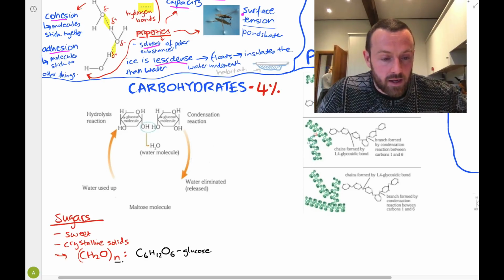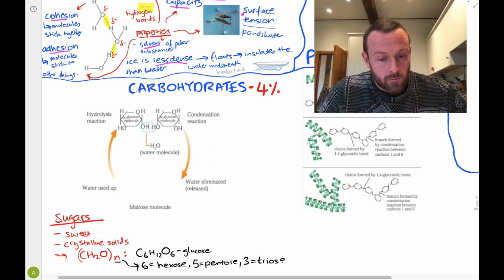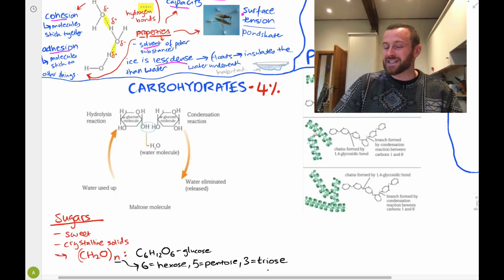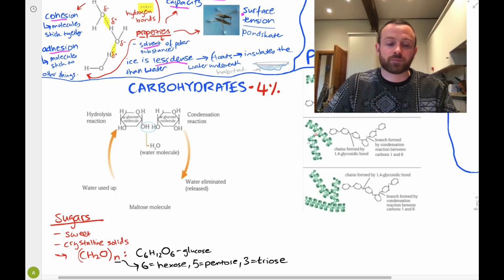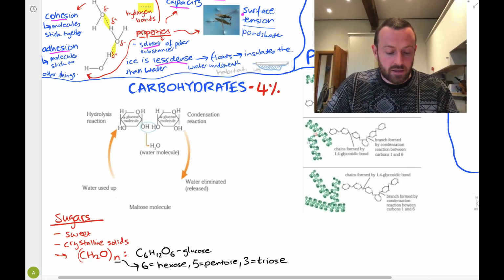So n can be 6, and that would give us a hexose sugar. It could be 5, and that would give us a pentose sugar. Or it could be 3, which would give us a triose sugar. We don't do much about trioses. We do look at them a little bit in year 13 when we're looking at respiration and photosynthesis. But in year 12, we're mainly thinking about hexose sugars and pentose sugars.